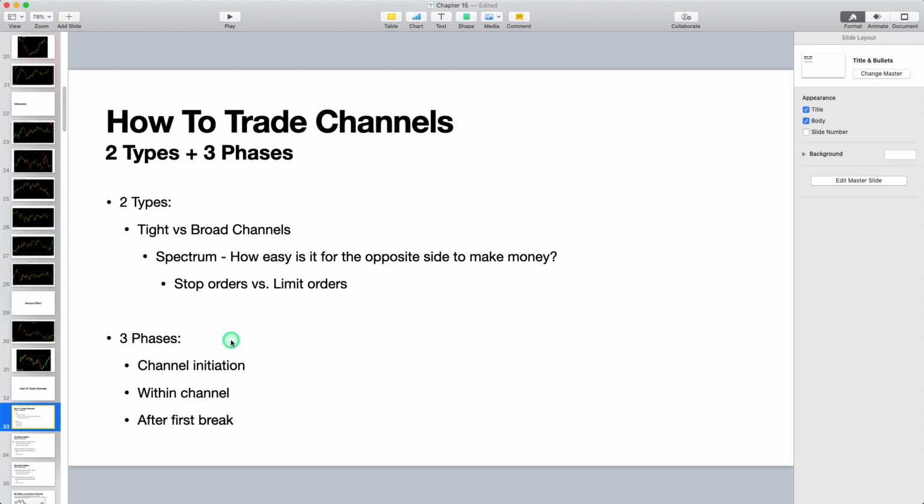And so within the channel, there are 3 phases. There's channel initiation, which is when do we expect a channel to start? We have a spike, we're expecting a channel, so what are we looking for to see if that channel is starting, and how do we trade it? Then you have the established channel. Once the channel is established, how do we trade it? And then finally, once the channel breaks, what should we do?